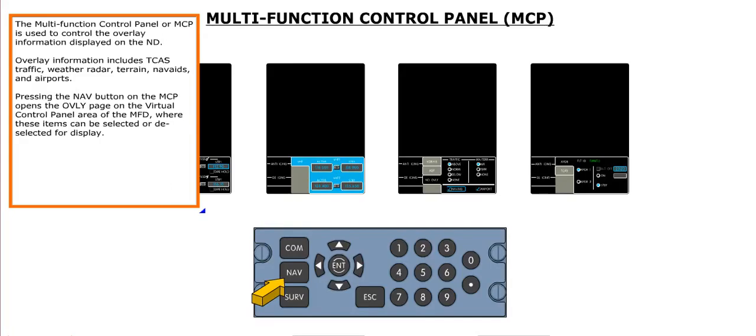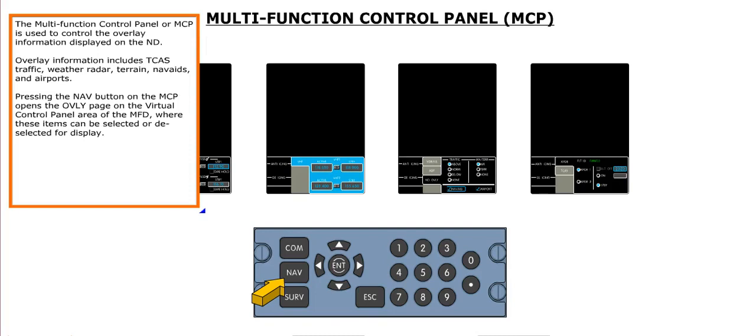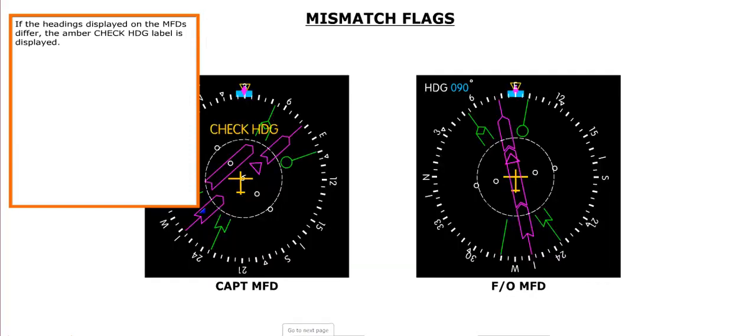The Multifunction Control Panel, or MCP, is used to control the overlay information displayed on the ND. Overlay information includes TCAS traffic, weather radar, terrain, navaids, and airports. Pressing the navigation button on the MCP opens the overlay page on the virtual control panel area of the MFD, where these items can be selected or deselected for display. If the headings displayed on the MFDs differ, the amber check heading label is displayed.